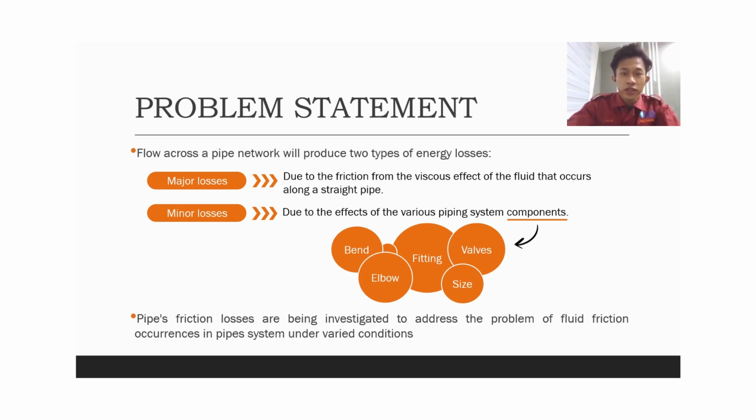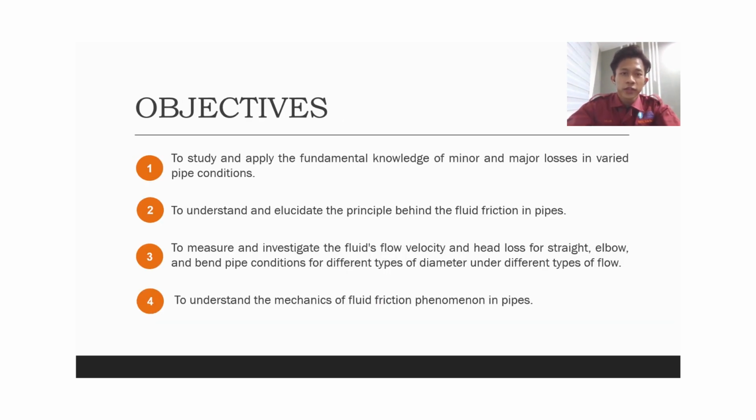In this experiment, the pipe friction losses are investigated to address the problem of fluid friction in pipe systems under varied conditions. The objective of this lab is, first, to study and apply the fundamental knowledge of minor and major losses in varied pipe conditions. Second, to understand and elucidate the principle behind the occurrence of fluid friction in pipes. Third, to measure and investigate the fluid flow velocity and head loss for straight, elbow, and bent pipe conditions for different diameters under different types of flows. The fourth is to understand the mechanism of fluid friction phenomena in pipes.